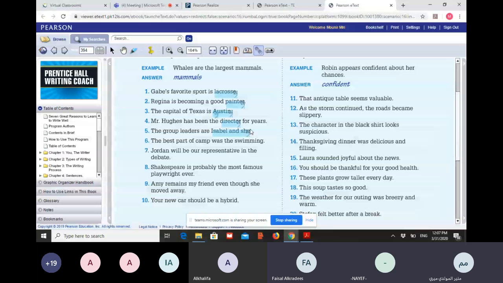The best part of camp was the swimming. What is the linking verb in the sentence? Naif, if you don't know where to find the word exactly, you need to search for the verb, the linking verb, and then identify the word that comes after it. Where is the linking verb here? Was. So the word is swimming. Yes. Good.